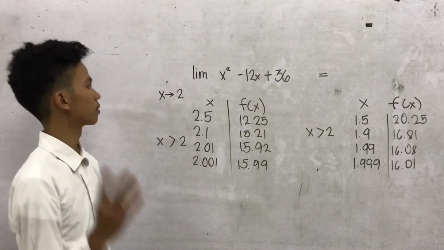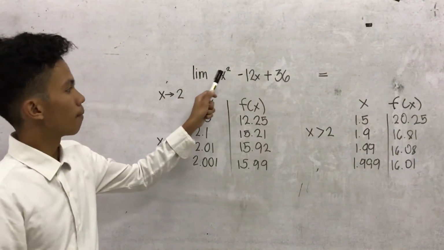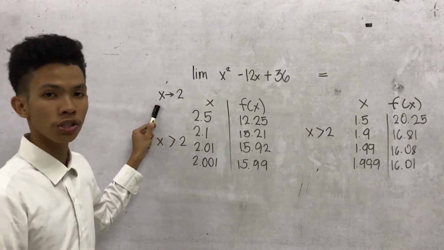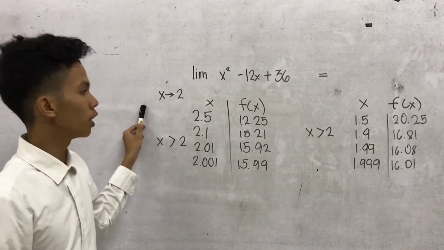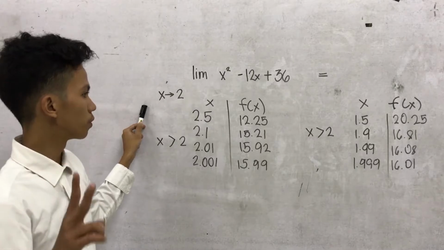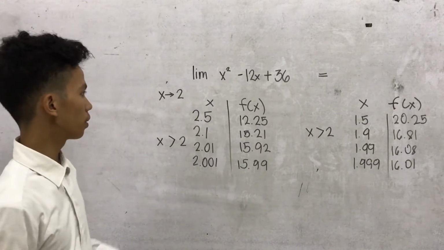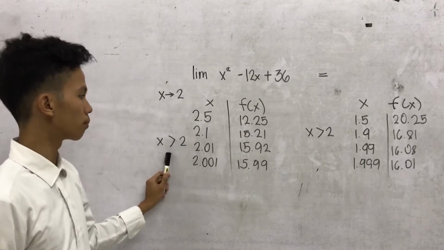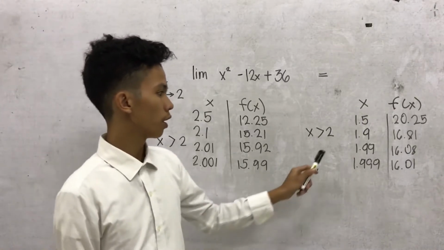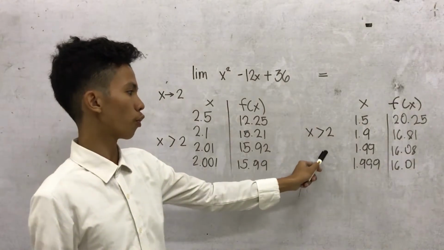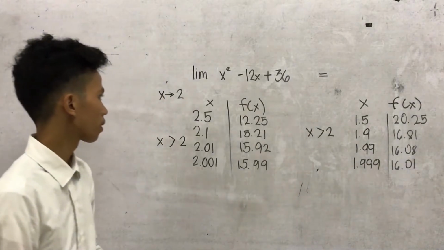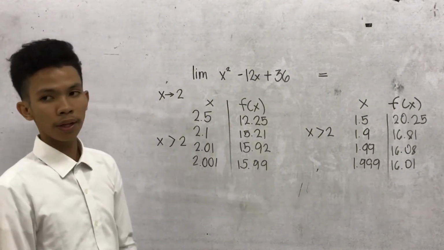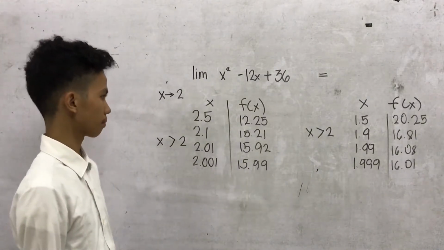Example number 4. The limit of x squared minus 12x plus 36 as x approaches 2. First, we need to make two tables and label each table with x greater than the approaching number, or x greater than 2, and x less than the approaching number, or x less than 2. Then label the left side of the table with x and the right side with f of x.